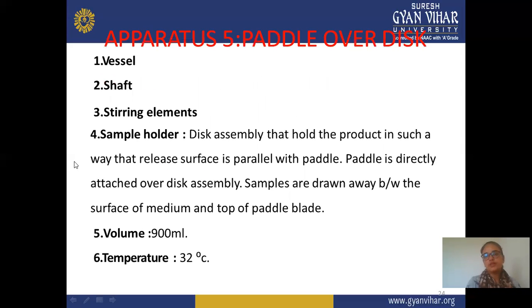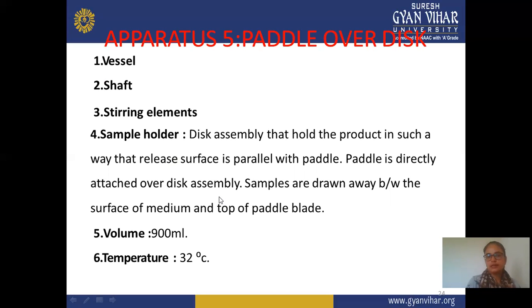Next is apparatus 5, that is paddle over disc. In this, the vessel, shaft and stirring element are similar to the previous one. The shaft is made of stainless steel, the vessel is borosilicate glass, and the stirring element is also there for this paddle over disc. In this sample holder disc assembly, the product is held in such a way that the release surface is parallel with the paddle.